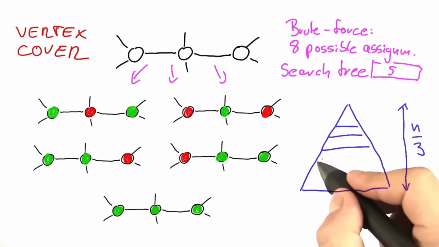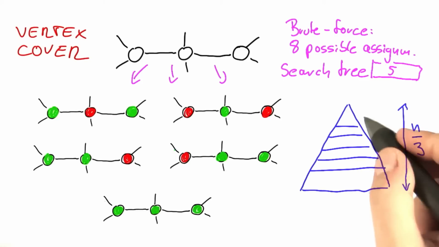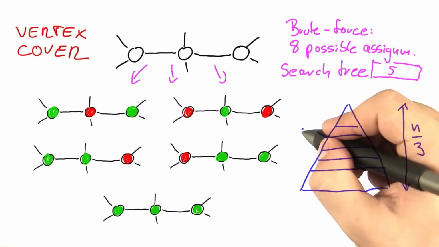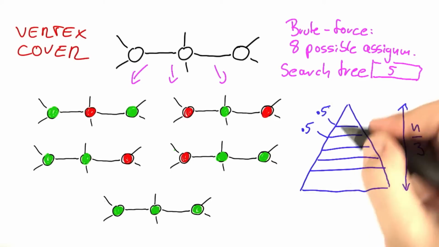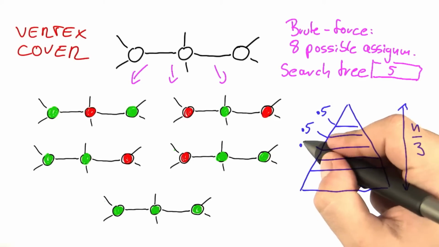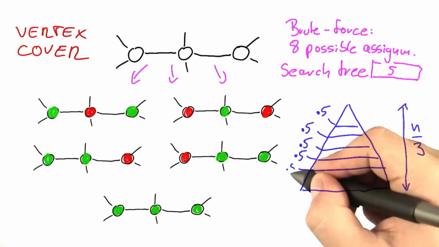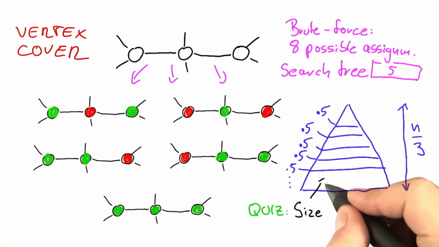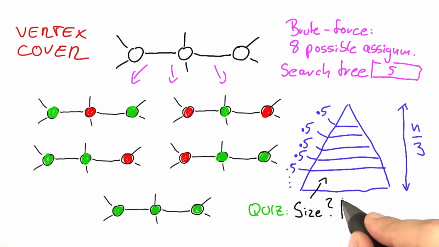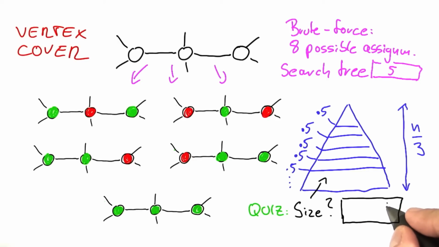Now, how much wider does this search tree get? It gets very wide, actually. Each time you go down into a new level, you branch into 5 additional cases, times 5, times 5, times 5, and so on. Now, what I would like to know from you, how big is that search tree? And I would like you to enter your answer here. It will be some number to the power of n, and I would like you to provide 2 digits after the decimal and round up.